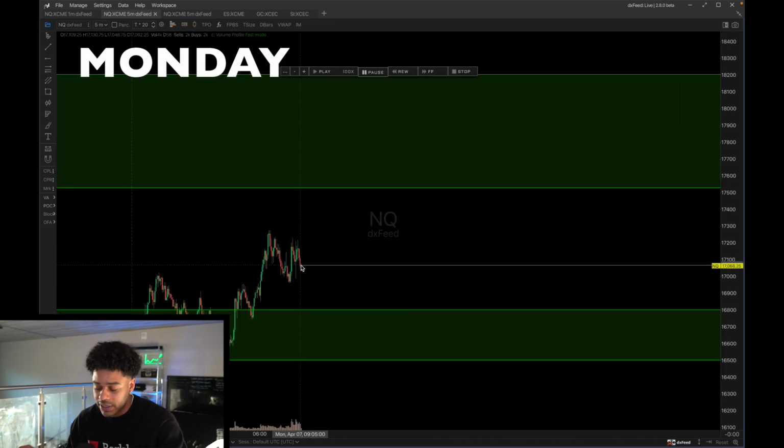This is what the market was looking like Monday morning. Right off the bat, my bias is going to be bullish. But why is that? It's very easy to tell. If price is above the value area high, our bias is going to be bullish. If price is below the value area low, our daily bias is going to be bearish.